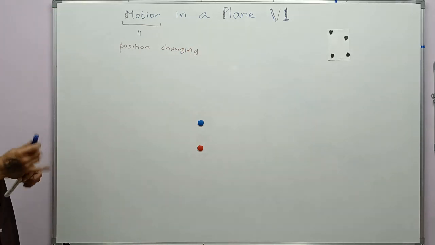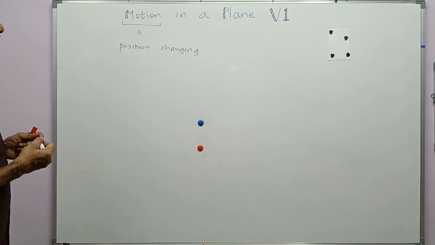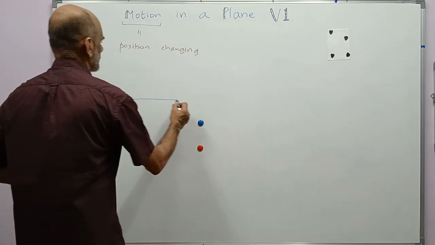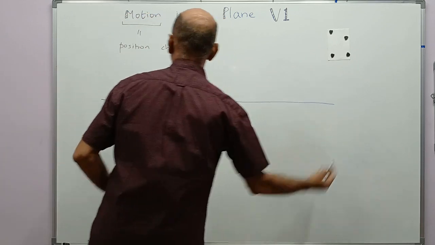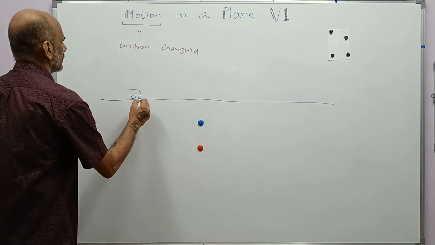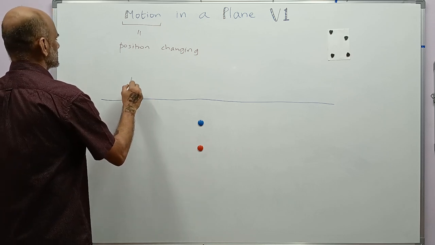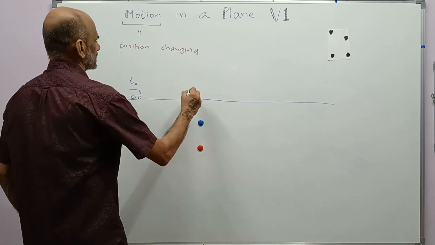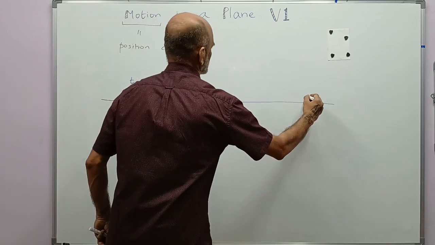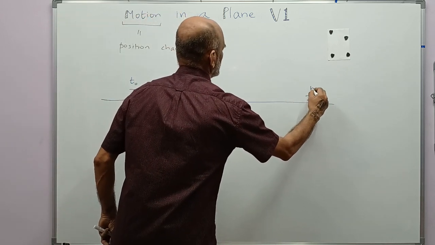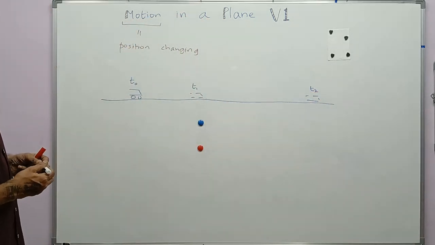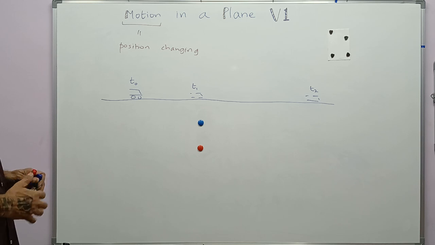The simplest motion one can consider is motion along a straight line. For example, consider a straight road and there is a vehicle moving. This is the position at the initial time t0. At a later time, let it move here, and still later time t2 greater than t1, let it be there. So position of this object is changing, so we can say it's in motion.